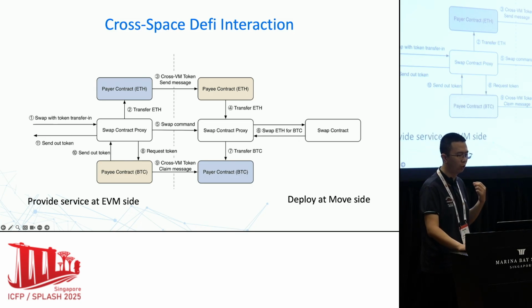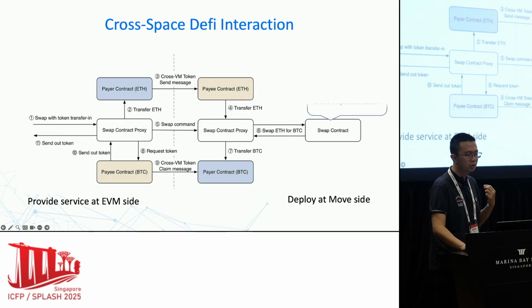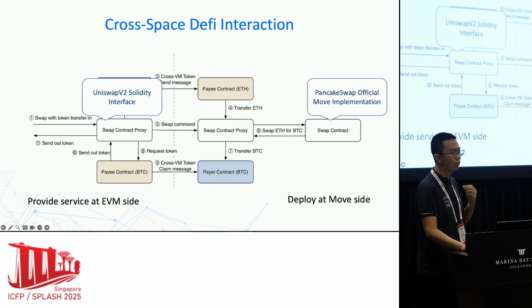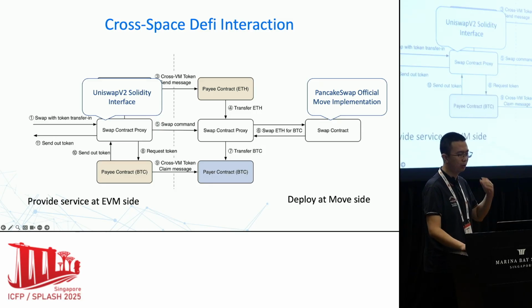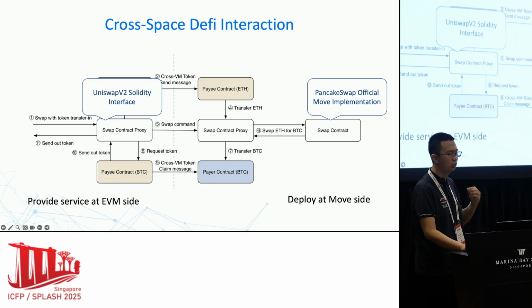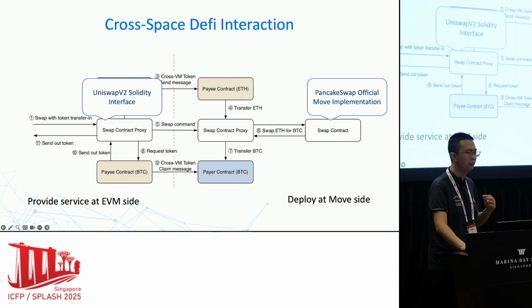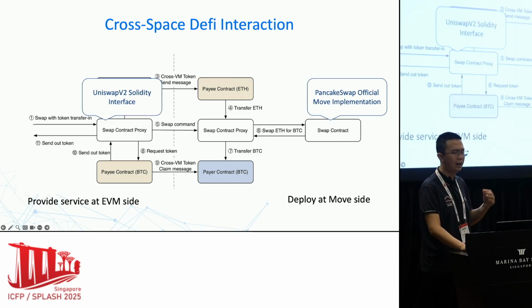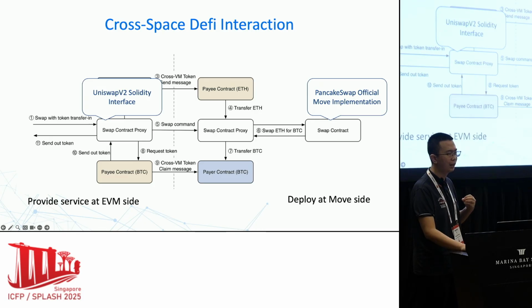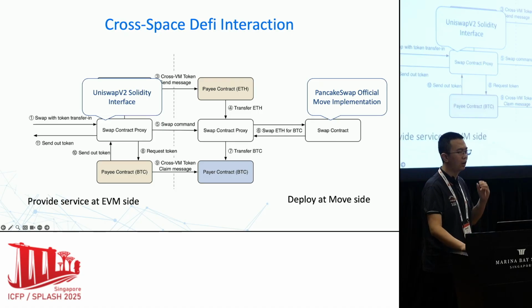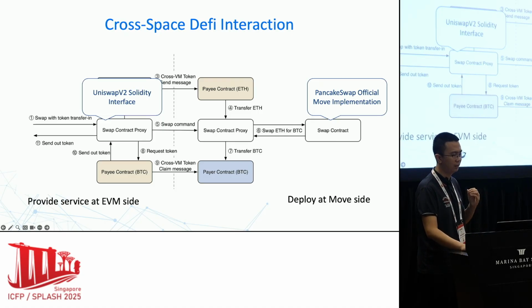So this is the whole interaction flow. Here, we deploy a PancakeSwap official Move implementation at the Move side. And based on this process, we provide a standard Uniswap v2 Solidity interface. It means that for an application project, they can choose their language. For example, the Move language has a modern design, it may have a better security guarantee, and may have better performance to deploy their product. And their product with this framework can also serve the whole EVM ecosystem.